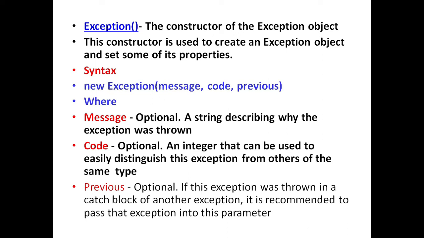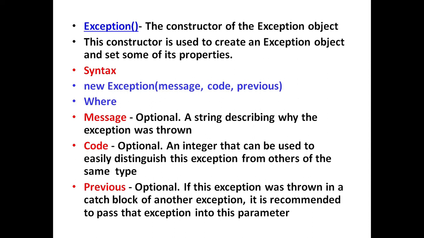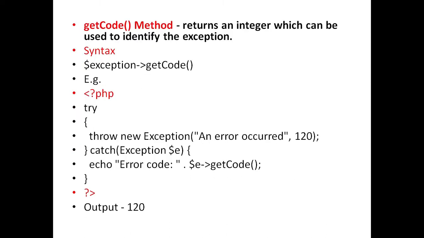Code is also an optional parameter. It is an integer that can be used to easily distinguish this exception from others of the same type. And previous is also optional. If this exception was thrown in a catch block of another exception, it is recommended to pass that exception into this parameter. Next is the getCode method, which returns an integer which can be used to identify the exception. General syntax is exception getCode.